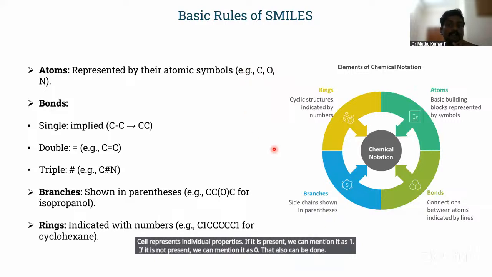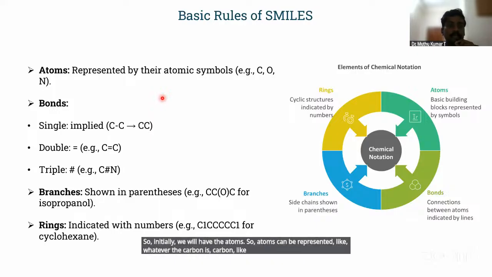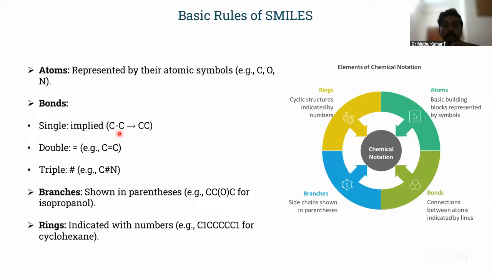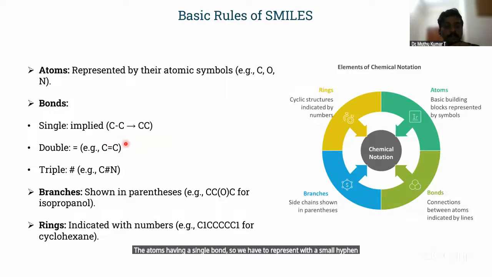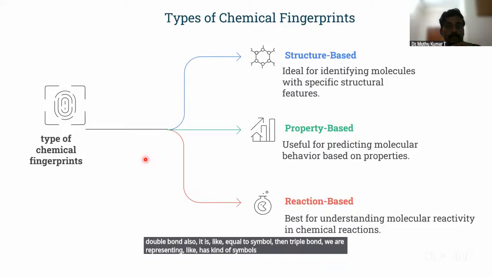So when we talk about the SMILES, how we are representing the chemicals. So initially we will have the atoms. So atoms can be represented like whatever the carbon is, carbon like C, O, N, something like that. And we have the bonds: single bond, double bond, and triple bond. If the atoms have a single bond, we represent it with a small hyphen. Double bond is like the equal to symbol. Then triple bond we are representing with a hash kind of symbol. So I'm skipping that a little bit.